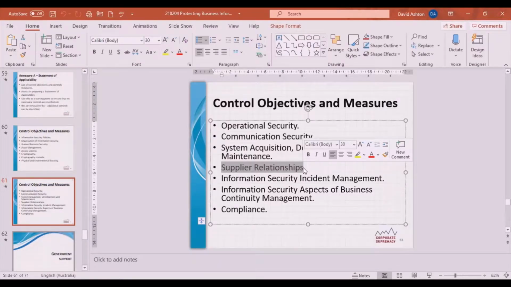Then incident management. So what happens if there is a breach of security? What sort of strategies are you going to put in place to manage that? And then also the business continuity, which we talked about earlier.